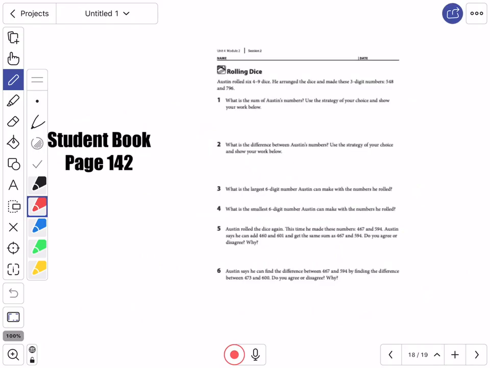And then for the next one, this is a new page. This is student book page 142, rolling dice. So Austin rolled 6, 4 to 9 dice, and he arranged the dice and made these 3 digits, 548 and 796.